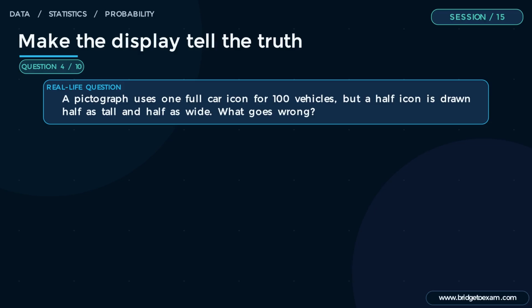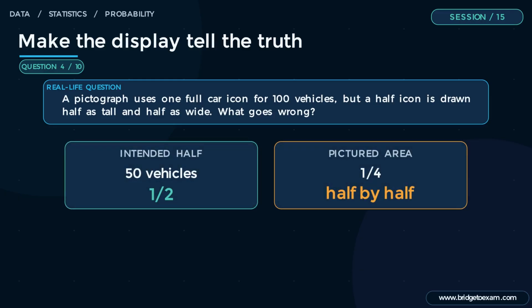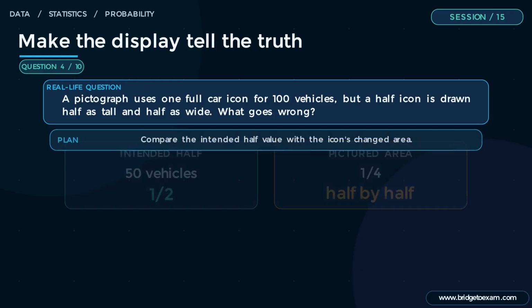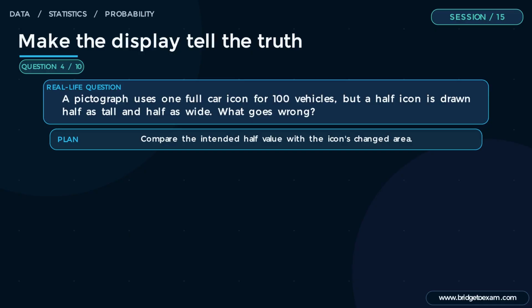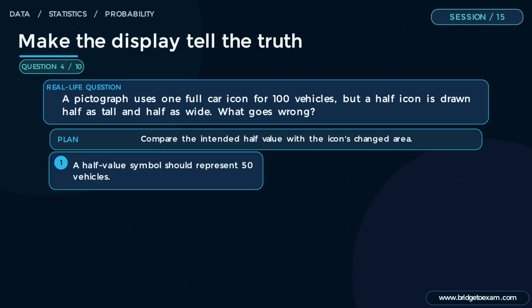Example 4. A pictograph uses one full car icon for 100 vehicles, but a half icon is drawn half as tall and half as wide. What goes wrong? The comparison places both cases on the same scale. Plan. Compare the intended half value with the icon's changed area. Step 1. A half value symbol should represent 50 vehicles.